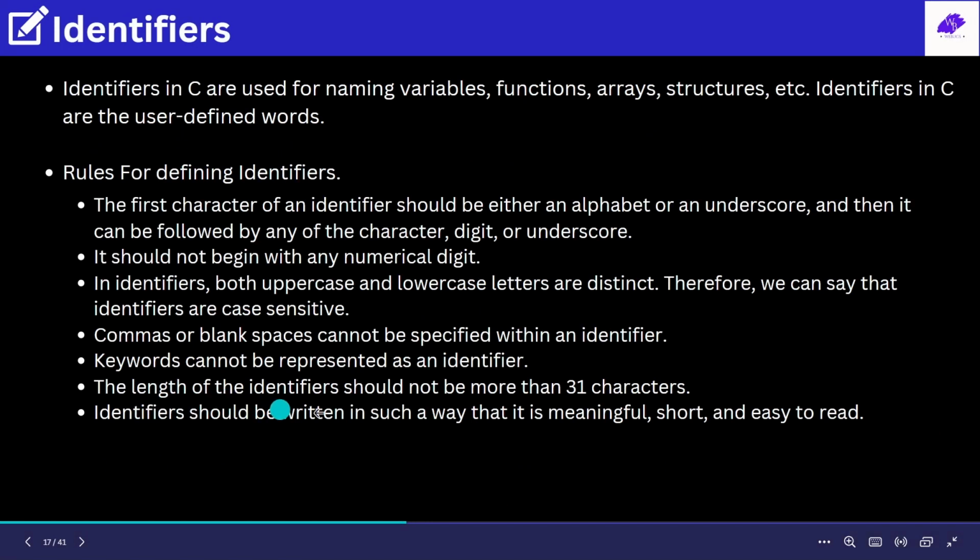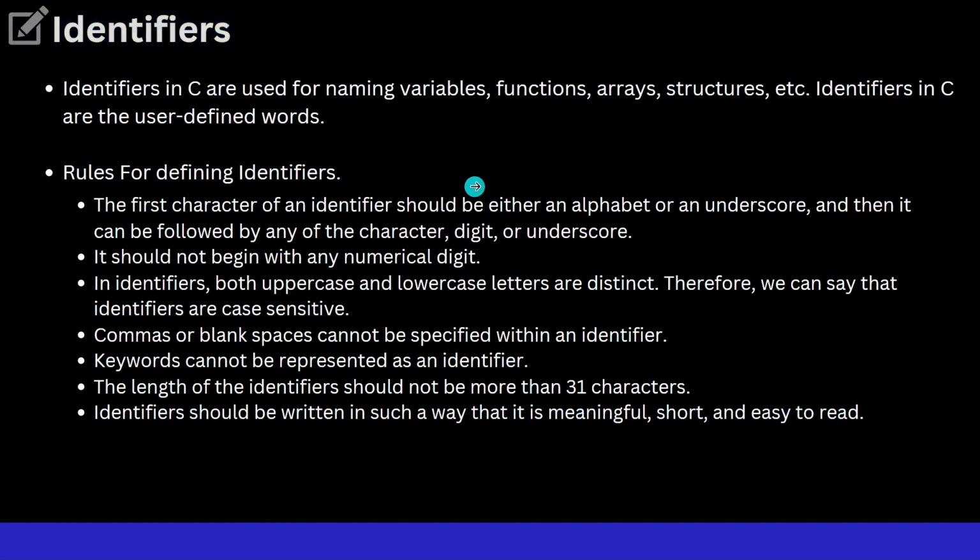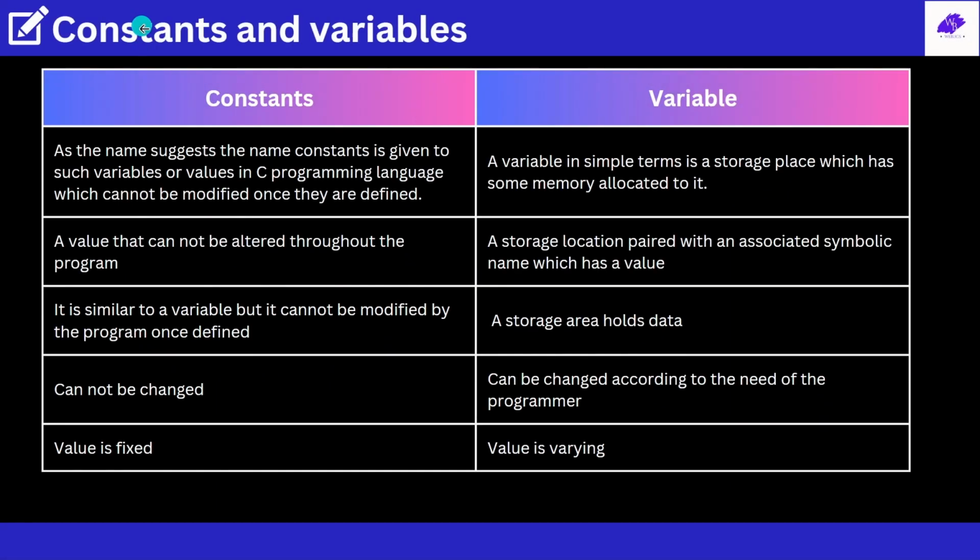The length of an identifier should not be more than 31 characters. Also, we have to keep it simple, so that we can tell for which purpose we have made that identifier, so it would not be more than 31 characters. Identifiers should be written in such a way that they are meaningful, short, and easy to read. So the next topic is constants and variables.